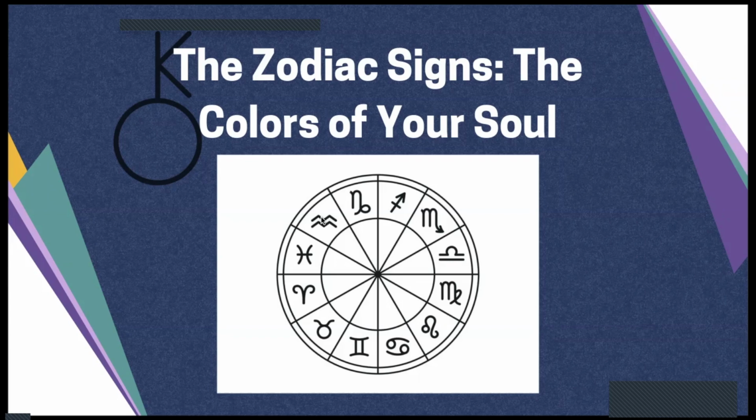Last but not least, we have Pisces, 12th house, Neptune and Jupiter. So Jupiter rules the 9th house and the 12th house, which means Jupiter rules Sagittarius and Pisces. Pisces is co-ruled by Neptune. So there you have it, the signs that rule the first through the 12th house.